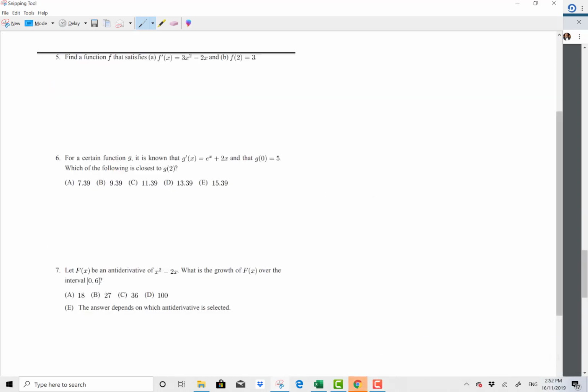All right, so for number 5, it's kind of similar to what we did in number 4. We know that f prime is equal to that. So to find f, again, it's going to be the integral of f prime of x. We're going to have to integrate, because remember, we differentiate to get f prime, so to reverse that we have to integrate. So we need the integral of 3x squared minus 2x. And remember, we're integrating with respect to x, so we have to put a dx.